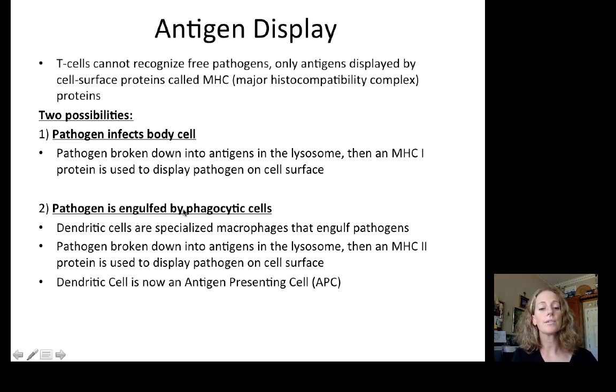MHC proteins are also used on cells we call antigen-presenting cells. These are specialized macrophages that will phagocytose pathogens or bacteria, break them down in their lysosomes, and then display them on an MHC2 protein. The name for those macrophages is dendritic cells, and we now call them antigen-presenting cells. So they are hovering around the body looking for pathogens. When they find a pathogen, they will grab it, break it down, and use an MHC2 to display it and say, hey, I found something, here it is.